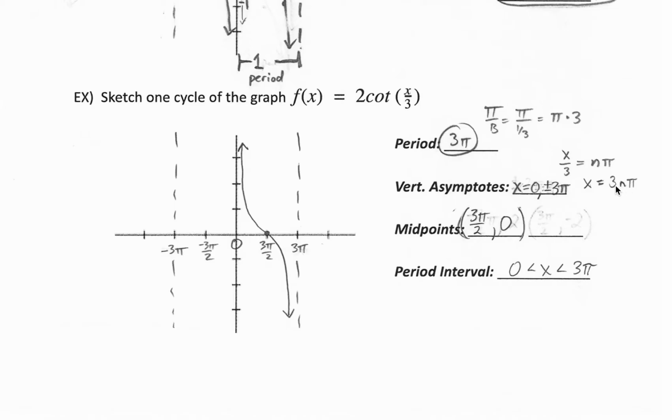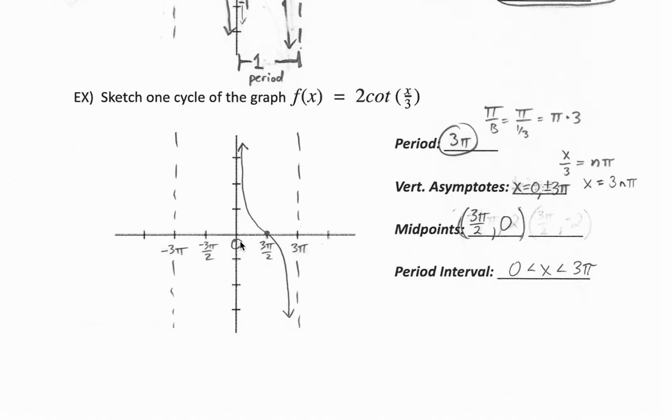If n is 1, then 3 times pi is 3 pi. There's an asymptote. If n was 2, that would be 3 times 2 pi, which would be 6 pi. So another 3 pi later would be another asymptote. So you can see that interval of 3 pi giving us our asymptotes.